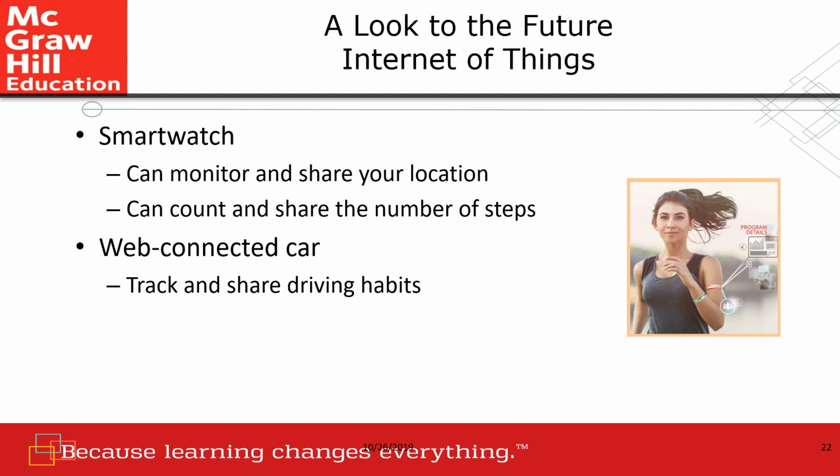A look to the future. Well, you're gonna see more and more smartwatches, right? A smartwatch can monitor and share your location, count and share the number of steps, and your heart rate. I don't know if they can measure your blood pressure yet, but I think they can measure your respiratory rate and your oxygen level in the blood. It would be nice if they also can detect your glucose level.